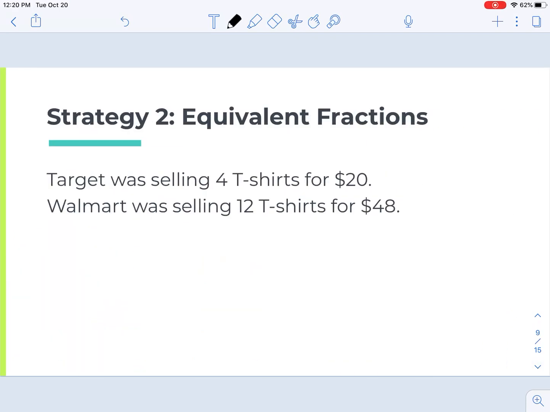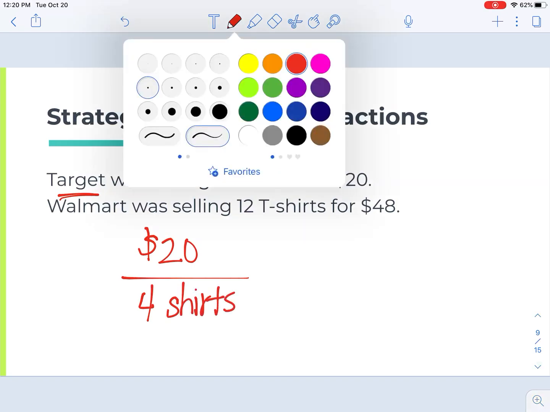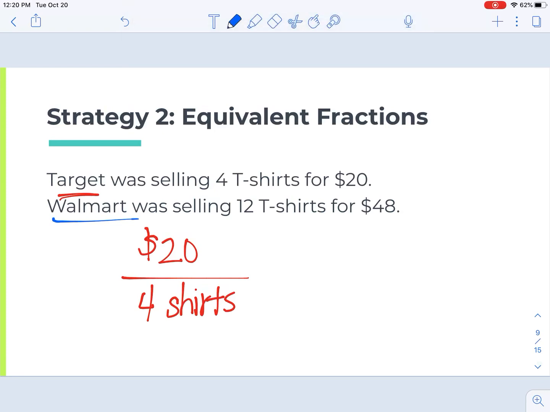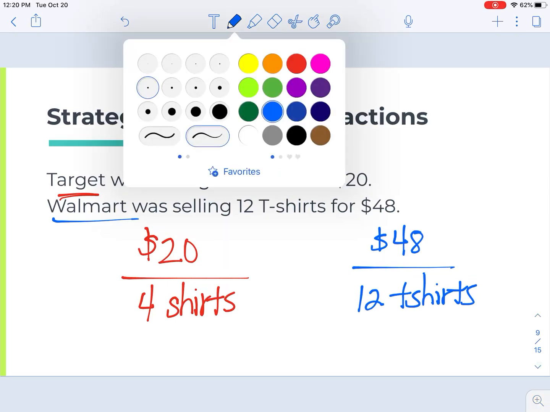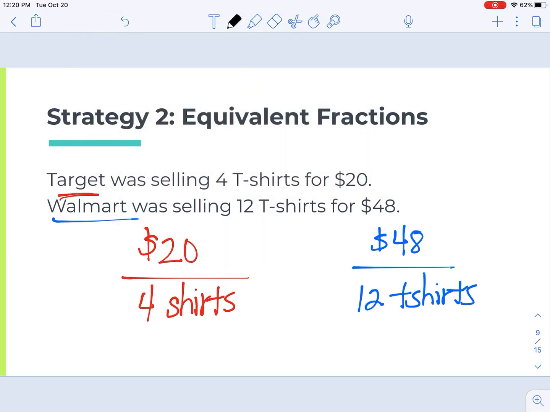We could also use the equivalent fractions strategy that we talked about before. So again, Target was $20 for 4 t-shirts. And Walmart was $48 for 12 t-shirts. When I'm using the equivalent fraction strategy, I look at the numbers and see if there's anything I can multiply by to get to the other one. Okay, so I know that I can get from 4 to 12 by multiplying by 3.